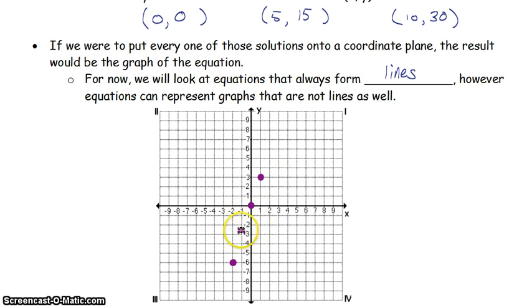Had we chosen, say, 2, 2 times 3 is 6, so it could have been 2, 6. 3 times 3 is 9, so if I had 3 as my x, it would have been 9 as my y. Negative 1 would have been negative 3. Negative 3 for x would have been negative 9 for y. What you hopefully see is that this forms, if we connect all of these dots, a line.